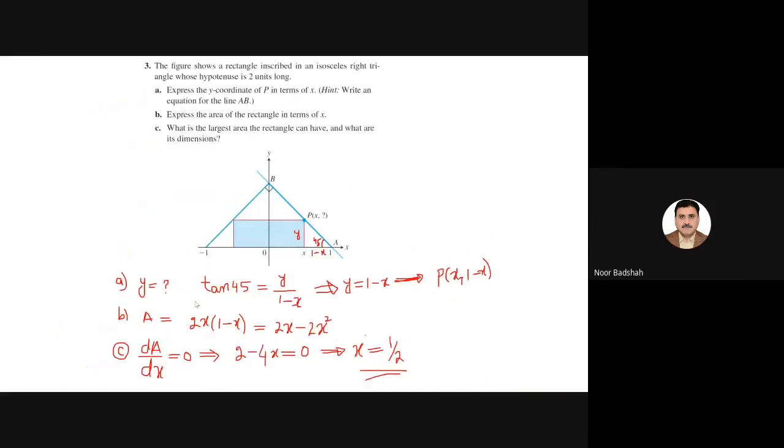Okay. In question 3, it says that a rectangle is inscribed in an isosceles right triangle, keeping in mind, whose hypotenuse is 2 meters long, 2 units long.